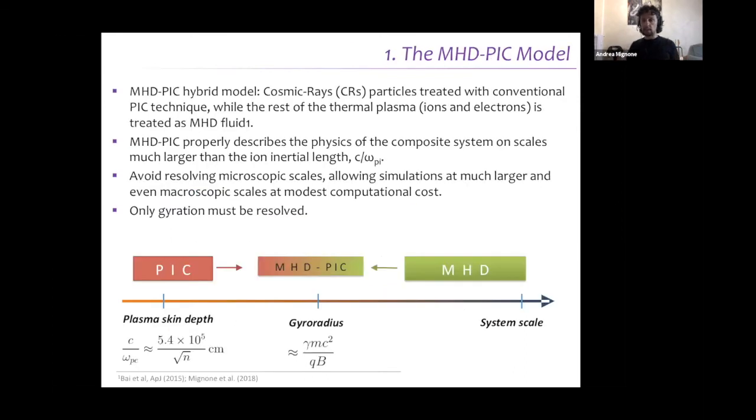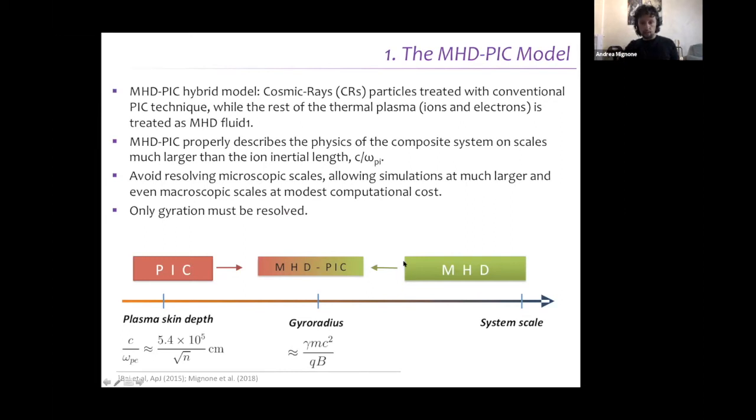One such model is the MHD-PIC model. The cosmic ray particles can be treated then using conventional particle-in-cell technique, while the rest of the plasma, the thermal part, is still treated as a fluid. Now, the advantage of the MHD-PIC approach is that it can properly describe the physics of the composite scheme on scales that are much larger than the ion inertial length. So you can actually have a time step which is larger than the one that an equivalent PIC simulation will give you.